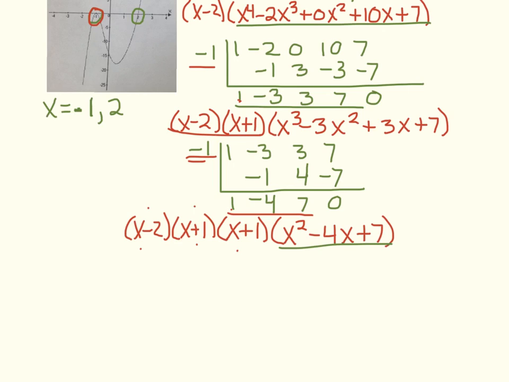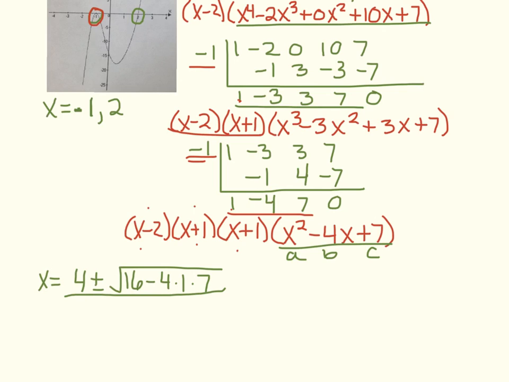And you can use completing the square, or you can use quadratic formula. I'm going to go ahead and use quadratic formula. So this is a and b and c. X equals -b plus or minus the square root of b squared minus 4 times a times c all over 2a is 4 plus or minus the square root of negative 12 all over 2.